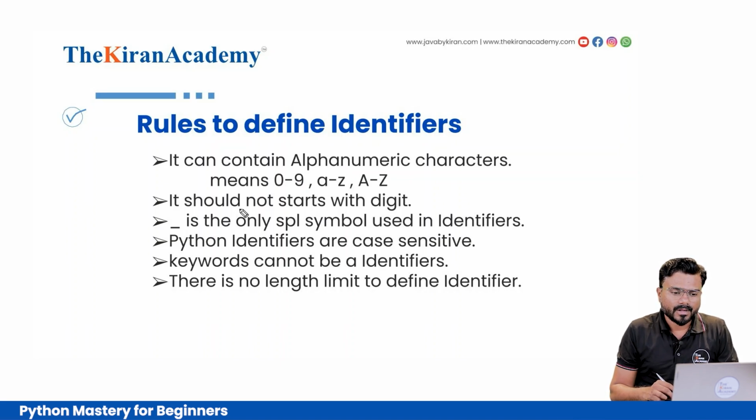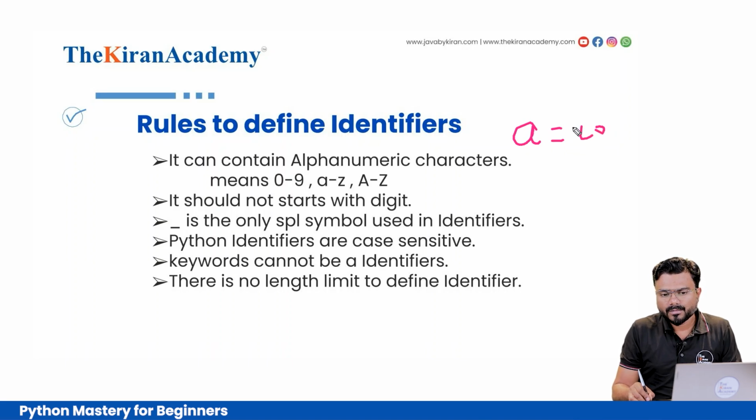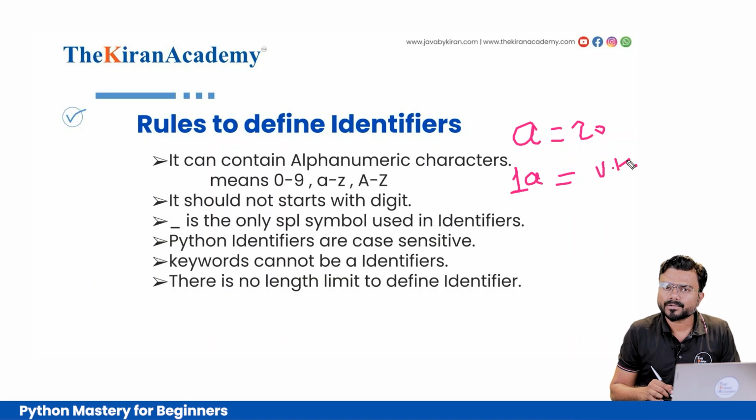What is the next rule? The next rule, guys, is that it should not start with a digit. So I can define a variable a is equal to some value, but I cannot define a variable name 1a is equal to some value. No, it is not allowed. Are you getting it or not? So it should not start with a digit. That is our first rule.